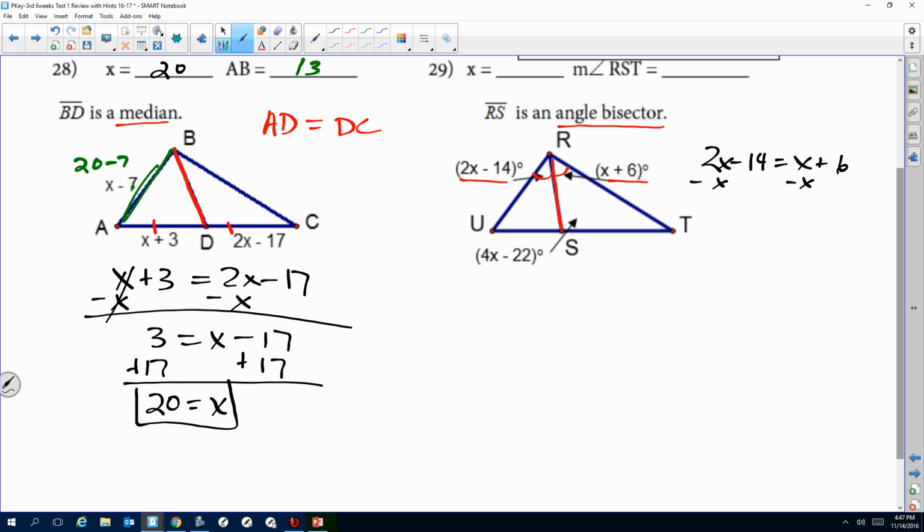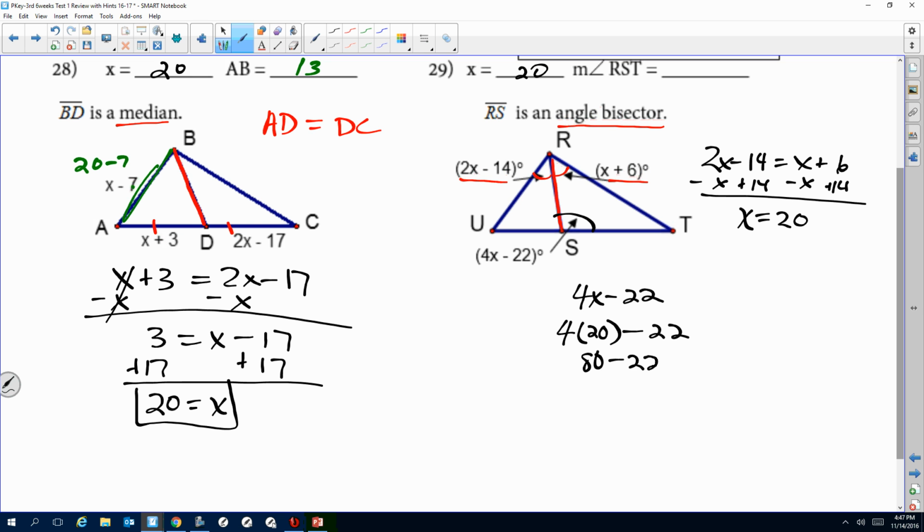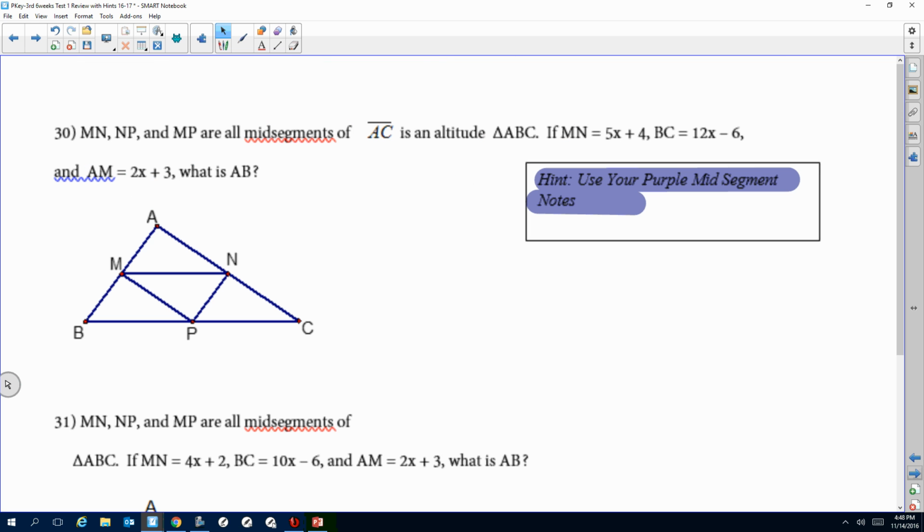Yep, minus x, add that 14. What? We got the same answer? Yes. Of course we did. No. It just happened to work that way. So we got x equals 20. Again, we know x is 20. So they want us to find the measure of angle RST. RST is here. That's pointing to this expression, 4x minus 22. So we're plugging in 20 for x. So 4 times 20 minus 22. So we have 80 minus 22. And that would give us our value for the angle. Yep, you got that. So I just gave you one. I'll be checking that you did it.